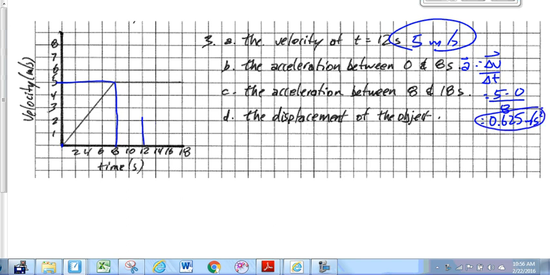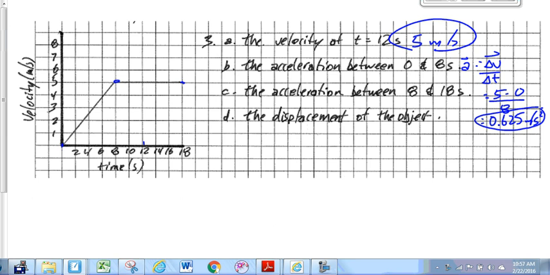What's acceleration between 8 and 18? Well, this is an easy one. Don't even do a calculation for this. Look at the graph. Between 8 and 18 seconds, what do we know about that velocity? Seriously, what do we know about the velocity between 8 and 18 seconds? Yeah, it's constant. If it's a constant velocity, then what do we know the acceleration is?